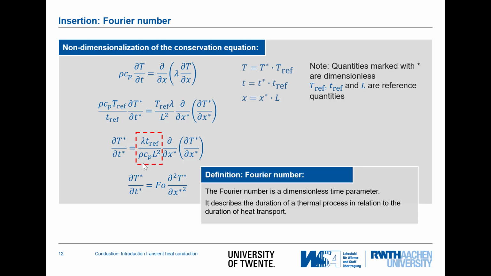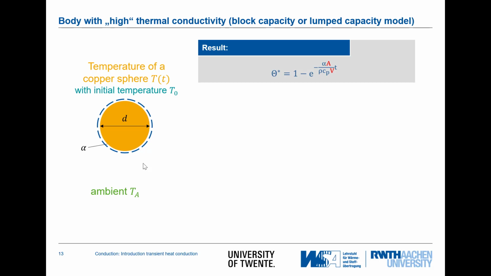What does the Fourier number mean? The Fourier number is a dimensionless time parameter, and it describes the duration of a thermal process in relation to the duration of heat transport. So it just compares how long it needs to heat up the body based on the heat capacity to how much heat is transported towards the body by heat conduction.